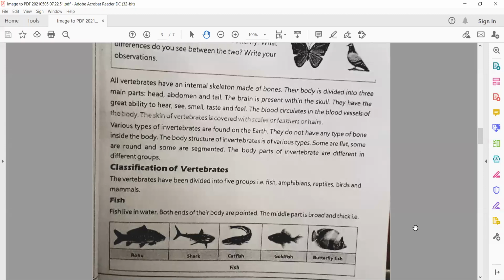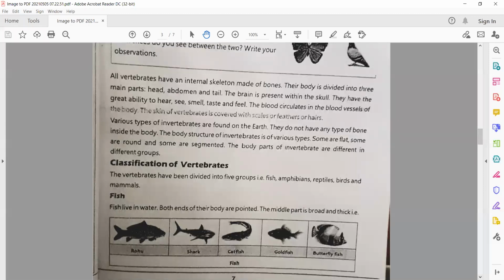Pointed means sharp. The middle part is broad and thick, as we have studied in the characteristics of the vertebrates, that their body is divided into 3 parts: head, abdomen, and tail. So the middle part is broad and thick. For example, they have a boat-like shape. This body shape is most suitable to swim. They have scales on their skin. Fish breathe through gills.